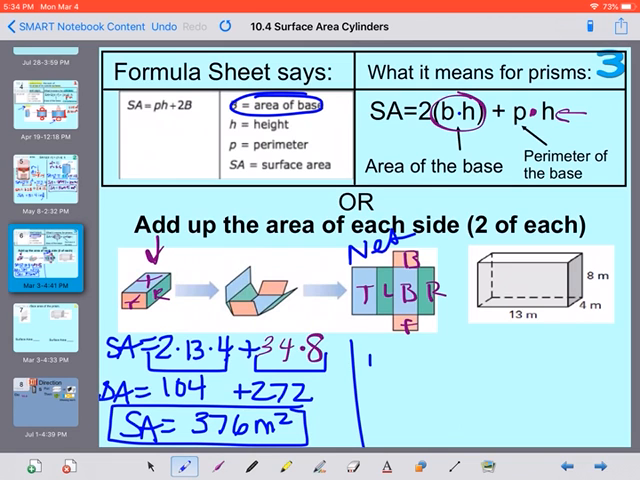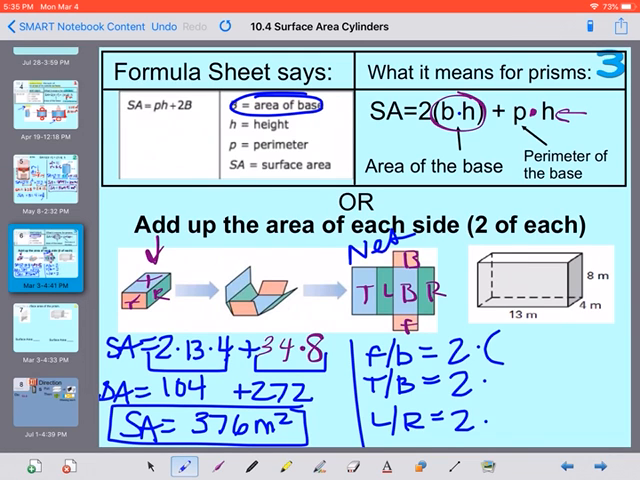So we could find the areas of each of those rectangles and simply add them up. The front and the back are going to be the same size. The top and the bottom are going to be the same size. And the left and the right are going to be the same size. So if we find out the area of each rectangle, there's just 2 of them. So 2 times each of those, find the area of base times height for each rectangle. We can add all those numbers together.